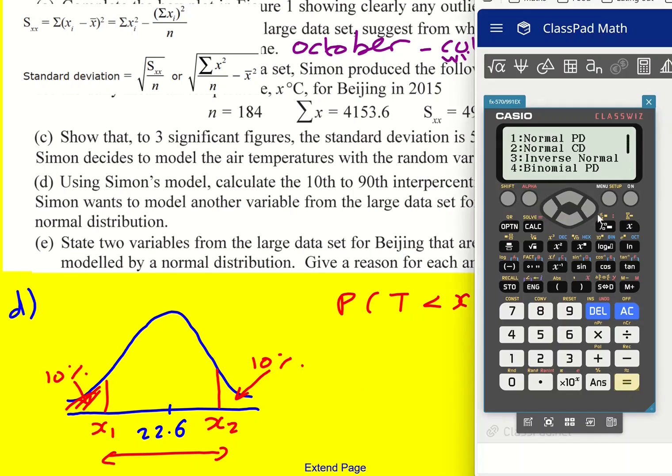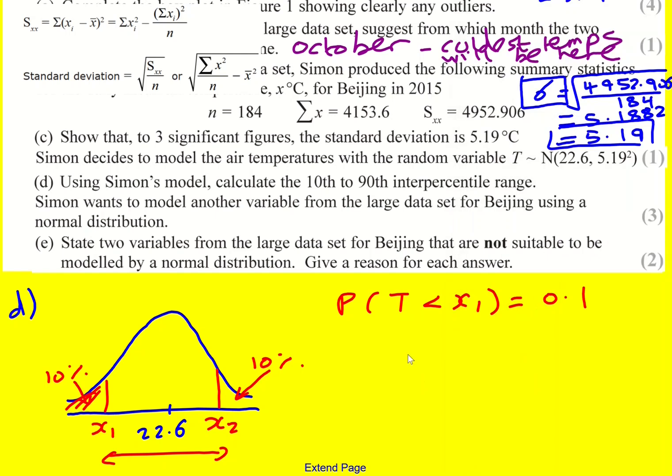Actually, another question in this paper, we have to do inverse normal, so I find it a little bit surprising. But anyway, so 0.1, we're going with 5.19 and 22.6. Now this gives 15.9487.